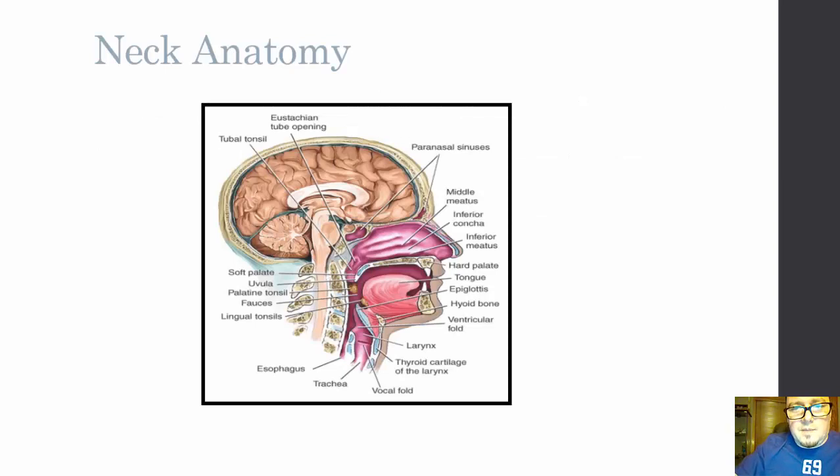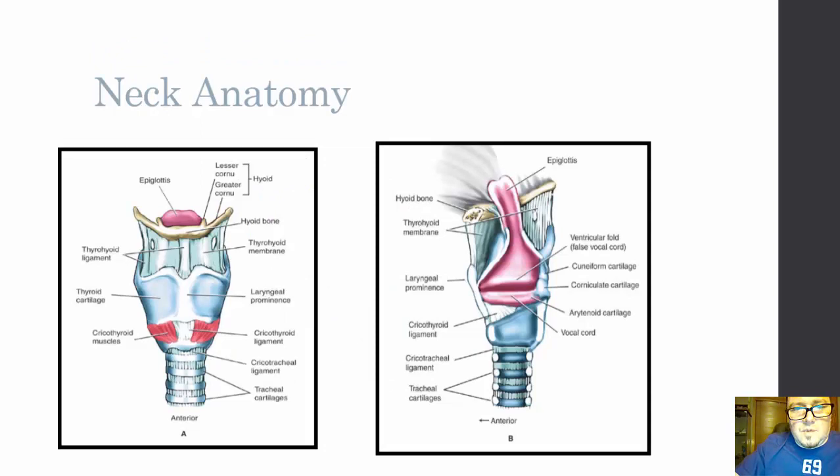Some of our neck anatomy, kind of a side view. If you cut the head in half, you can see all the different structures there. More neck anatomy, going a little lower and cutting in. You can see the epiglottis there.